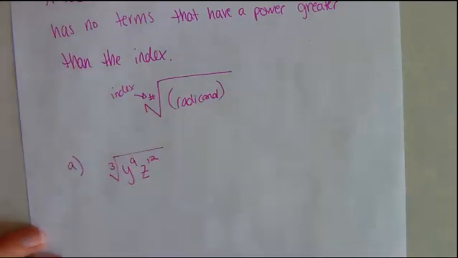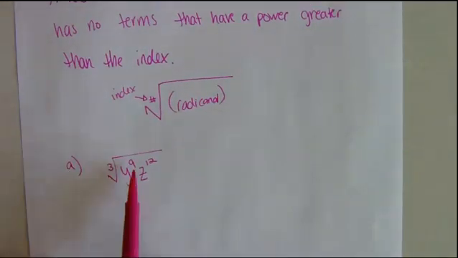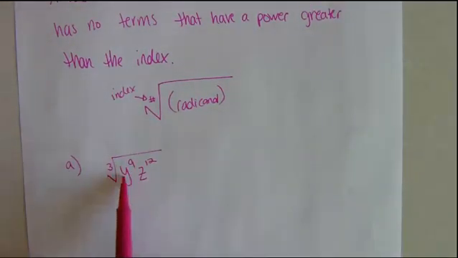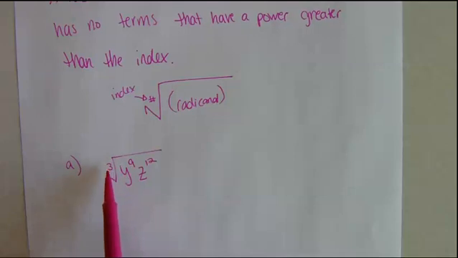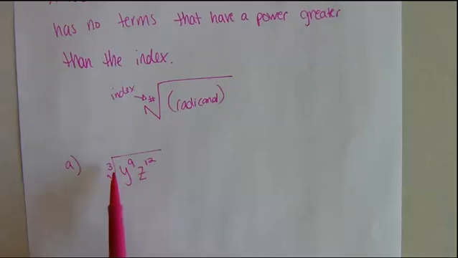So you can see that this is not simplified because the 9, the exponent here of my term, is larger than my index. So 9 is bigger than 3. 12 is bigger than 3.